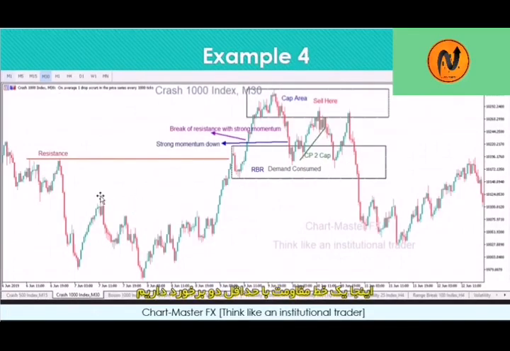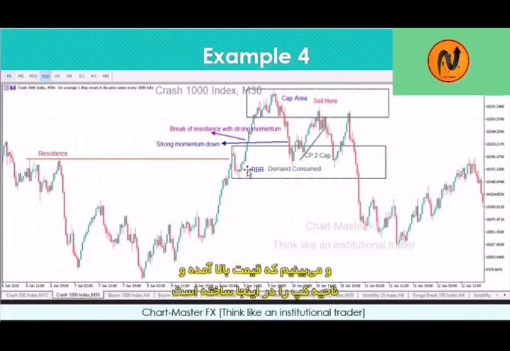In example number 4, guys, you can see we have a resistance line here of at least 1-2 touches, and the price dropped down. As the price dropped down, guys, you can see now as the price was coming up, it actually created a rally-base-rally, and you draw your base here. So once you have a rally-base-rally, you can see that the price came up here and created a cap area.